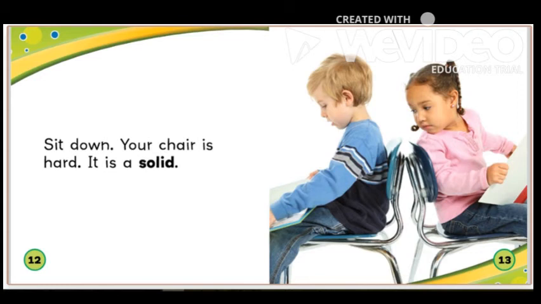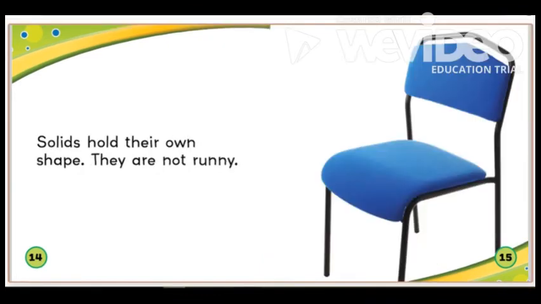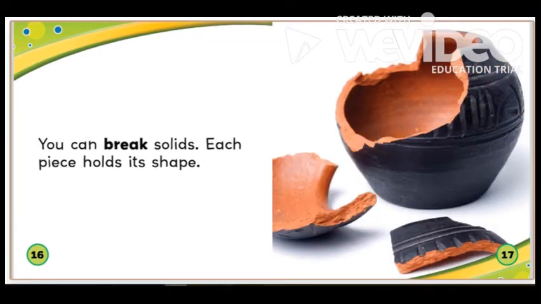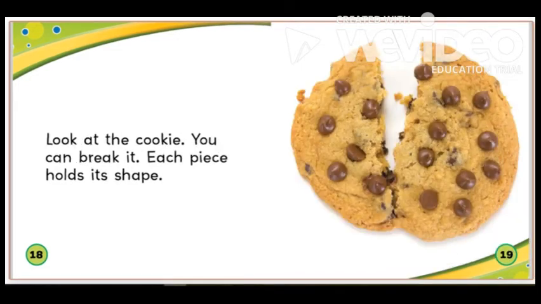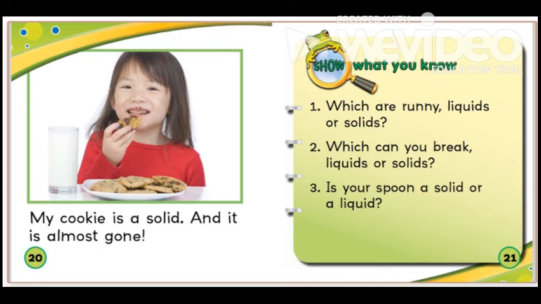Sit down. Your chair is hard. It is a solid. Solids hold their own shape. They are not running. You can break solids. Each piece holds its own shape. Look at that cookie. You can break it. Each piece holds its shape. My cookie is a solid, and it is almost gone.